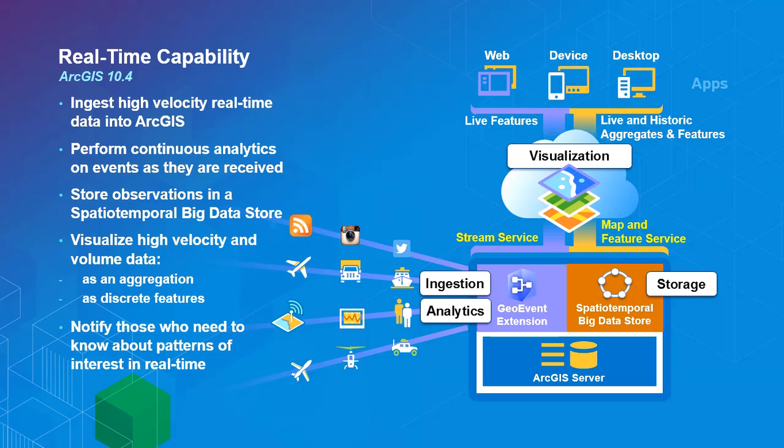Next, you can store these observations in both an enterprise geodatabase as well as the spatiotemporal big data store that was released at the 10.4 release. And then visualize that high volume and high velocity data as either an aggregation or as discrete features. So if you have a million or 500 million points in the big data store, for instance, it doesn't make sense to visualize 500 million points at a statewide scale, right? So you can do an aggregation on that data to see where the hot spots are. And then when you zoom into an appropriate level, you can see the actual discrete features.